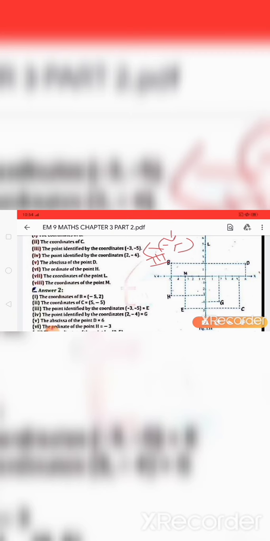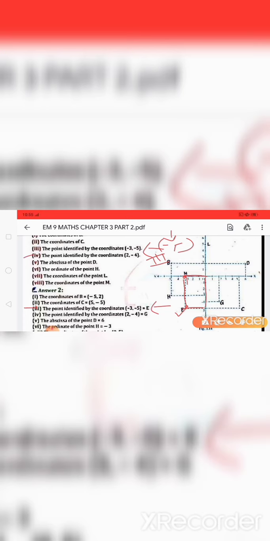So in the third quadrant, the distance on the x-axis is minus 3, so we move minus 3 on the x-axis, and on the y-axis we move minus 5, and then joining we get our point E. So in the answer we write the point identified by the coordinate (-3, -5) is E.